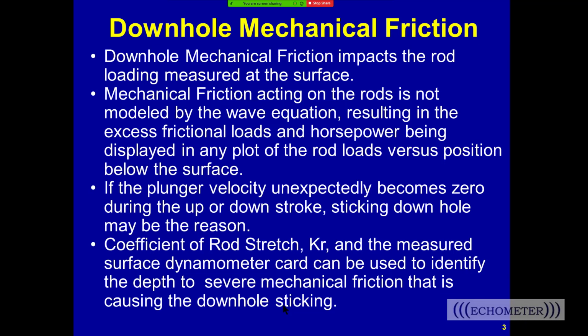The rod string has a length and a diameter, and typically it's made up of more than one rod and more than one type of rod. Some fiberglass, some carbon fiber, some steel typically, and all those have different modulus of elasticity, different amounts of stretch coefficients, which is called the rod string stretch coefficient, Kr, and we can use that to help us identify the location of the downhole sticking.